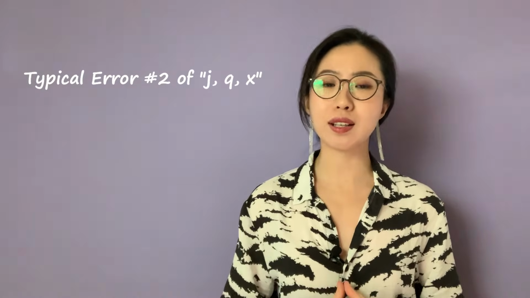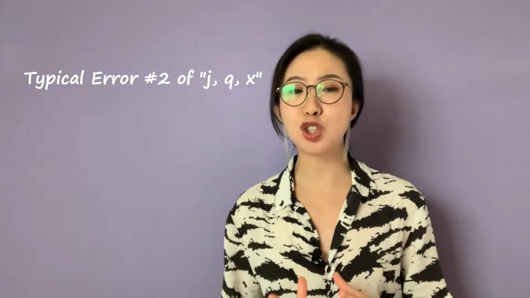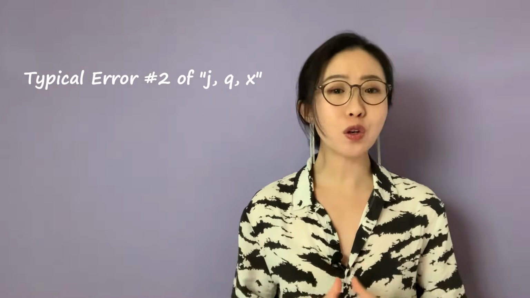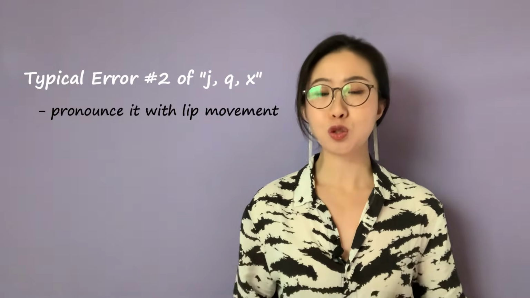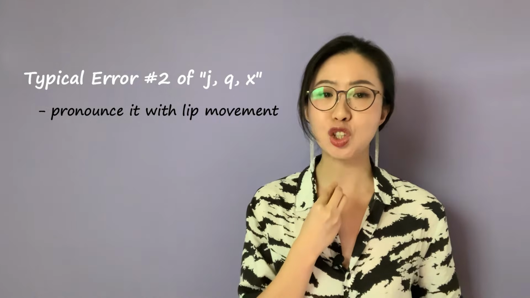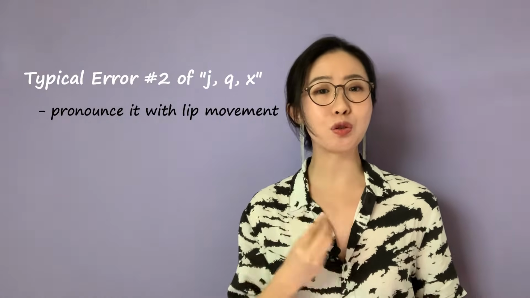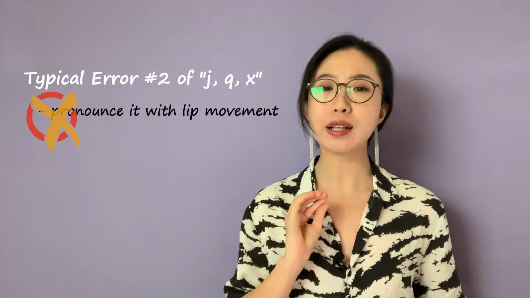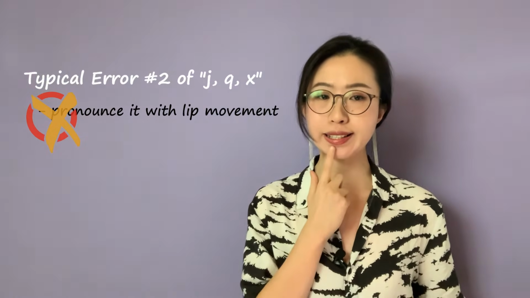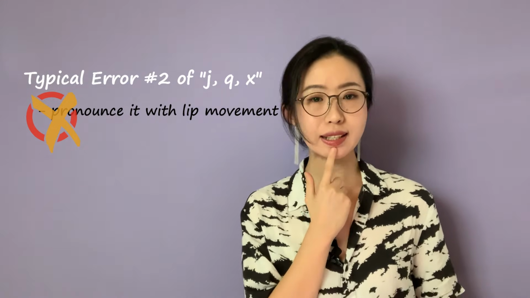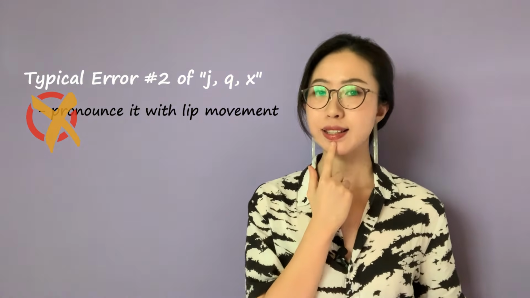Another typical error is to pronounce them as ji, chi, she. It's easy to fix it. Let's focus on our lip movement. To pronounce ji, chi, she, we need to move our lips. But to pronounce ji, qi, xi, there's no lip movement. Ji, qi, xi, ji, qi, xi.